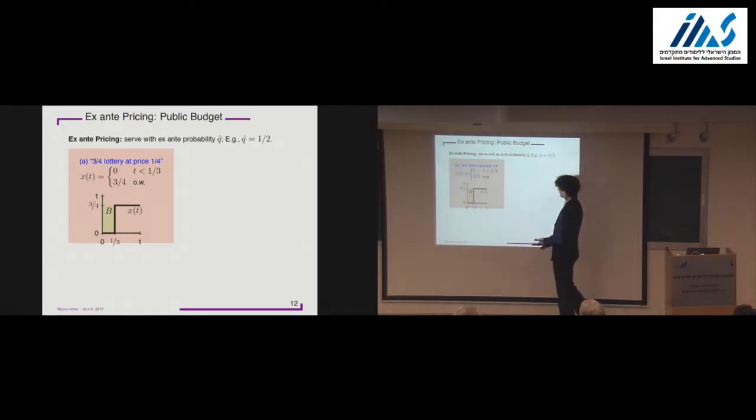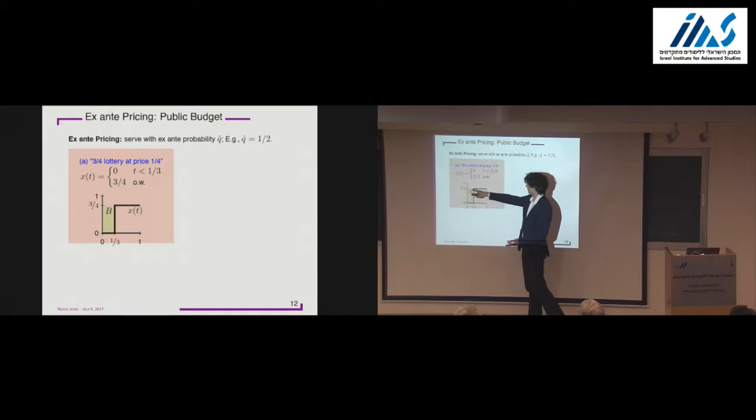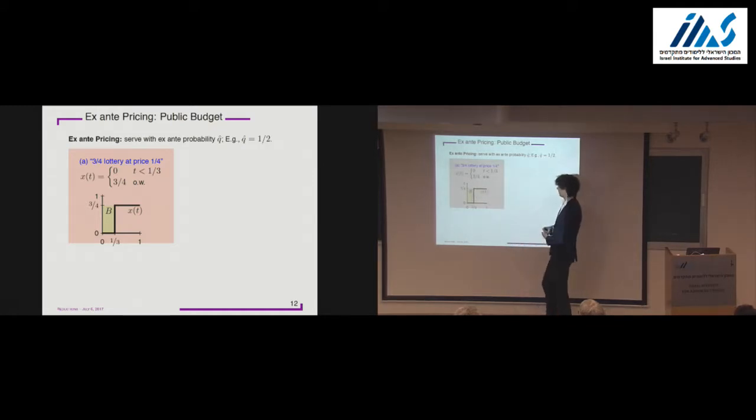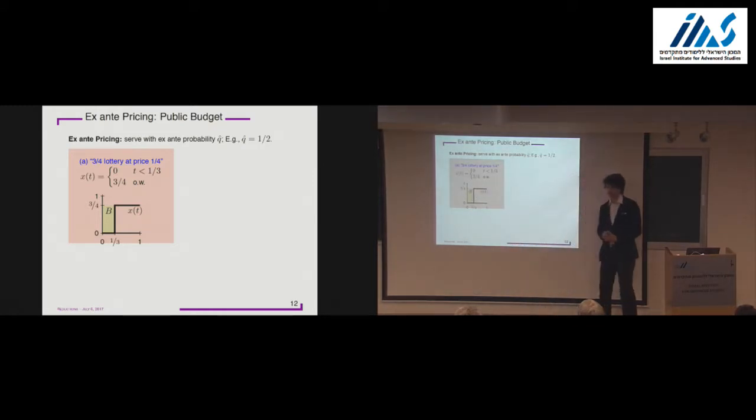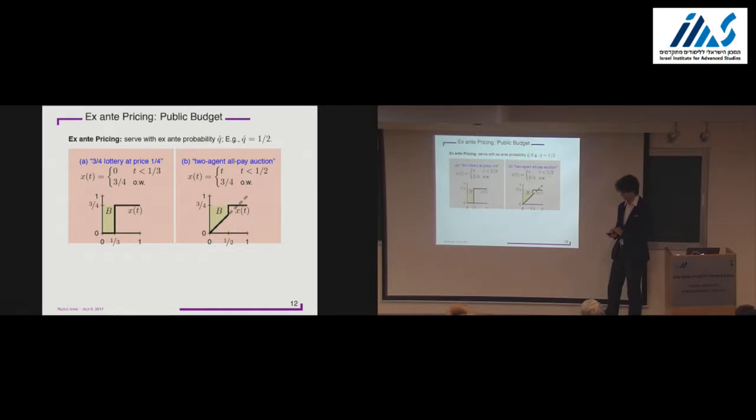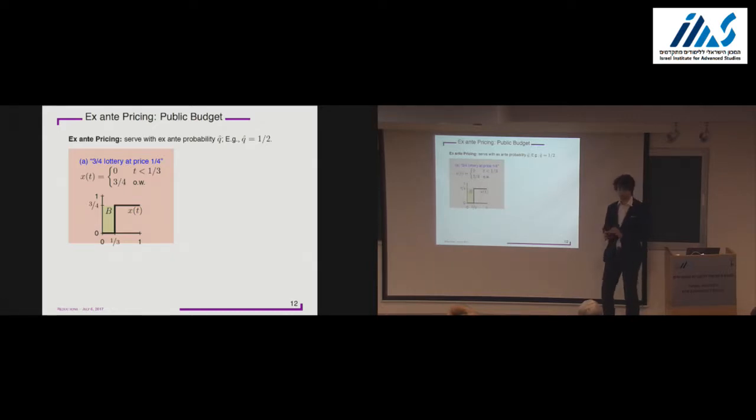So that's what this mechanism looks like, and you can check that 3/4 times 1/3 is 1/4 of the budget. That's the right payment for a single dimensional agent. If you pay price 1/2, it's conditional on getting the object. No. This is more like an all pay kind of a rule. You pay me 1/4, and I'm going to give you the lottery, which sometimes you get the item, sometimes you don't.